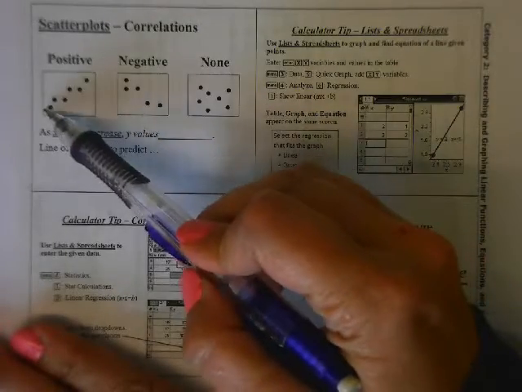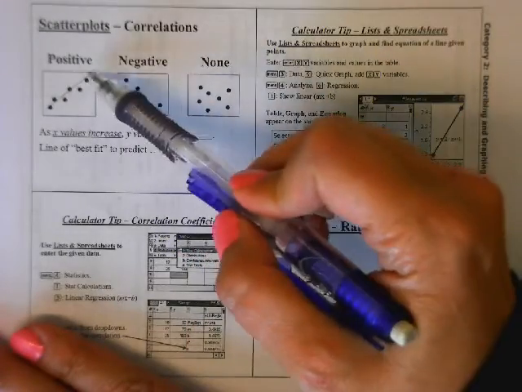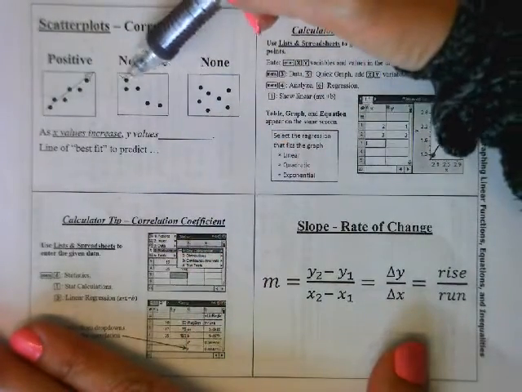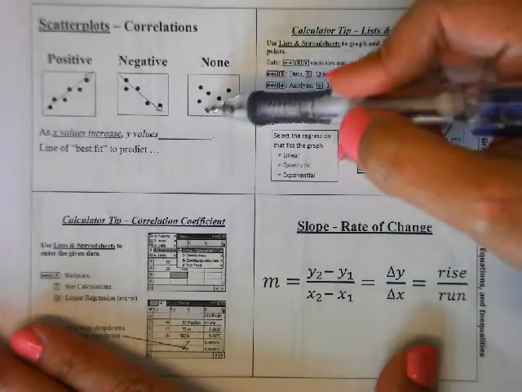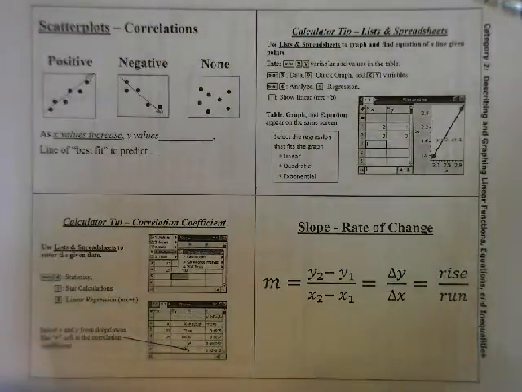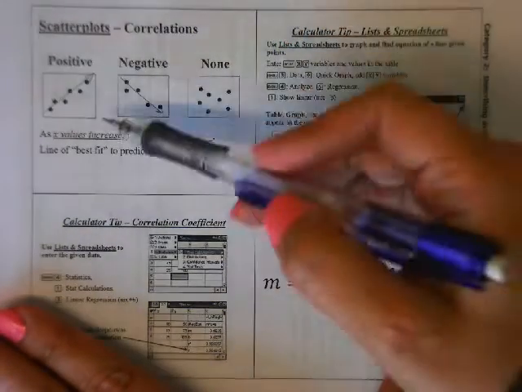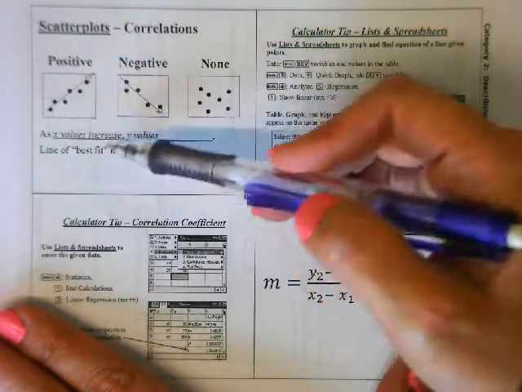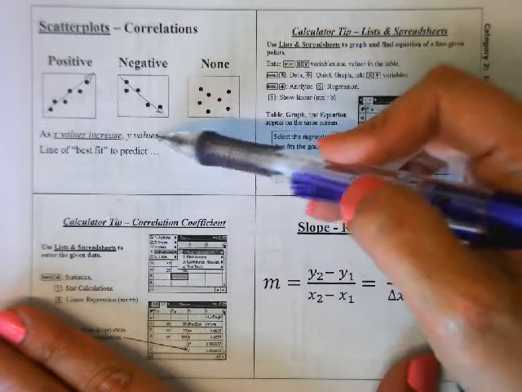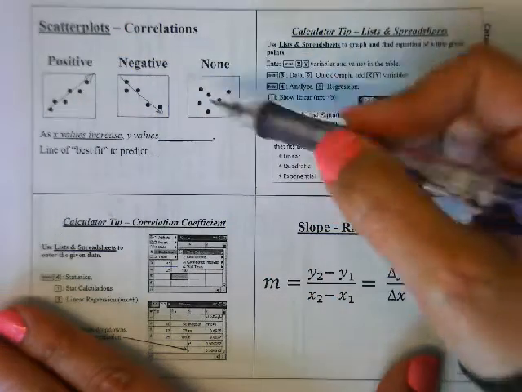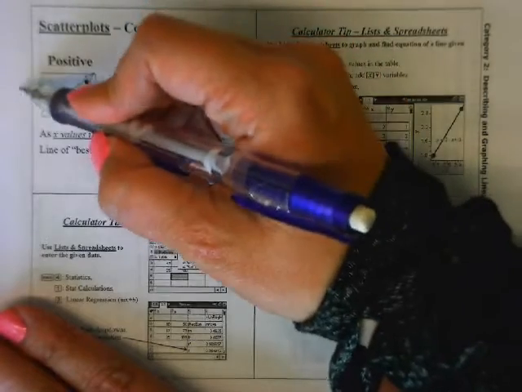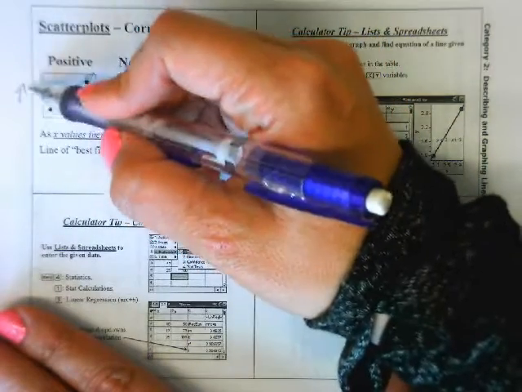In scatter plots, we had 3 different correlations. We had positive, which goes up from left to right, just like slope. Negative goes down. No correlation means that they're not connected. So a positive one says as the x values increase, the y values also increase, right? So x goes up and y goes up.